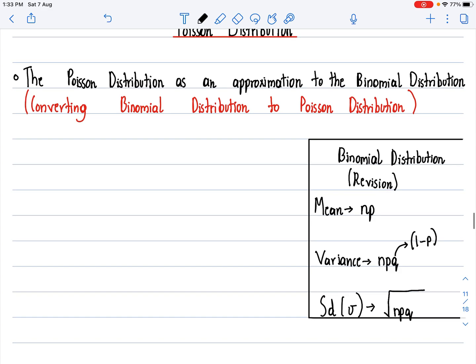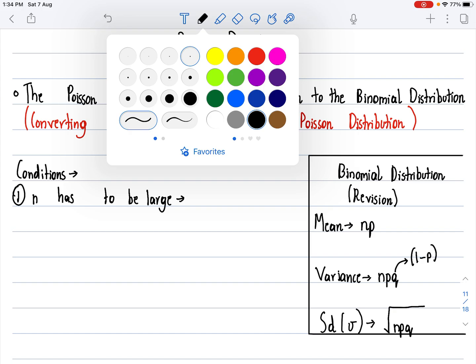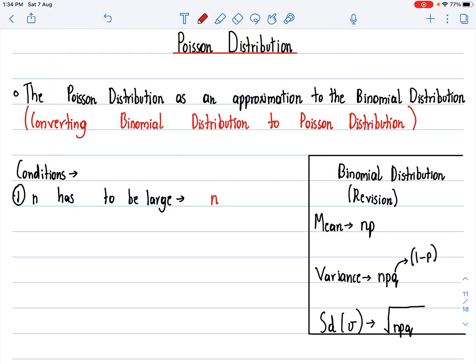It's very important for you to know your AS level concepts also, correct? So now, how do I convert from binomial distribution to Poisson distribution? You always convert from binomial to Poisson, not the other way around. There are some conditions which you need to satisfy to do this. The first condition is that your n has to be large. To give a numerical value to it, your n should be more than 50. This is very important to remember. Your n should be more than 50. This is the first condition.